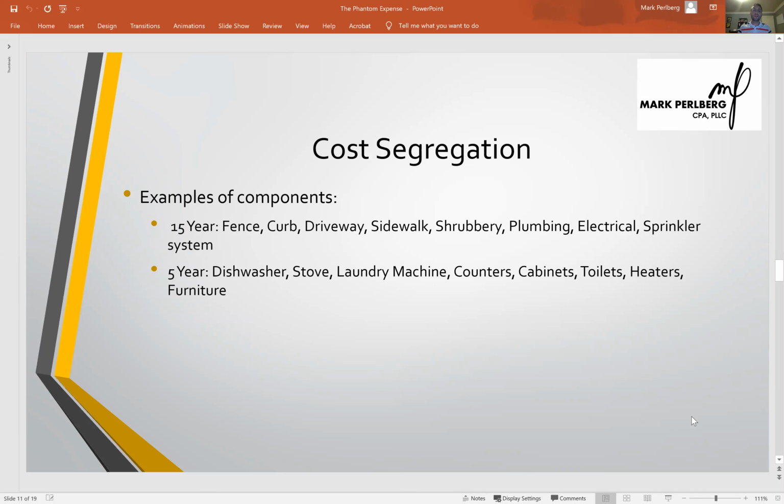Here are some components that are going to depreciate faster than 27.5 years and give you those greater write-offs. We have perhaps 15-year property would be the fences, the curbs, driveways, sidewalks, shrubbery, plumbing, electrical, sprinkler. 5-year property, dishwasher, stove, laundry machine, countertops, toilets, heaters, furniture. These are all things that are going to depreciate over shorter periods of time than 27.5 years. So we write these off faster.